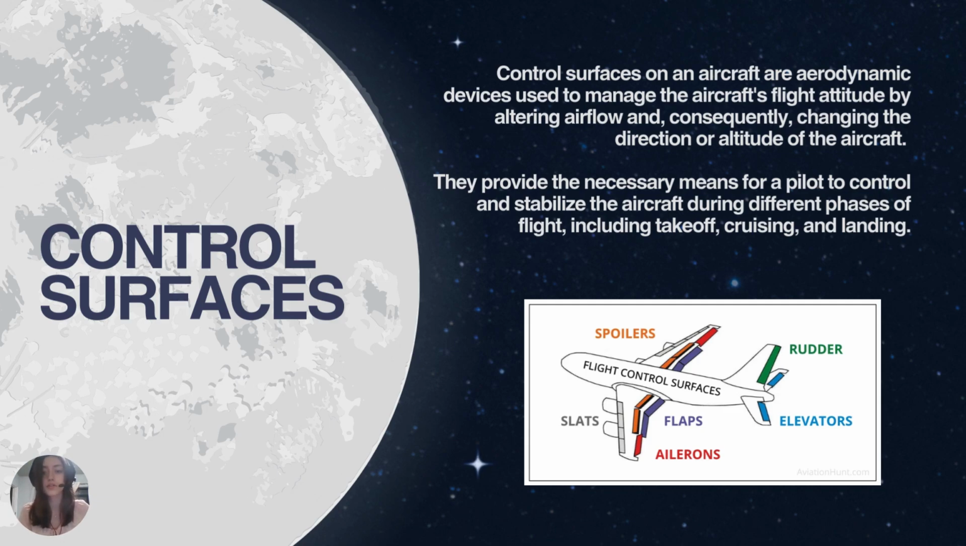Here we have a picture that shows you the basic ones, which we're going to explain later on, which are in blue the elevators, in green the rudder, the flaps in purple, in red we have the ailerons, and we have in orange the spoilers, and in gray we have the slats.